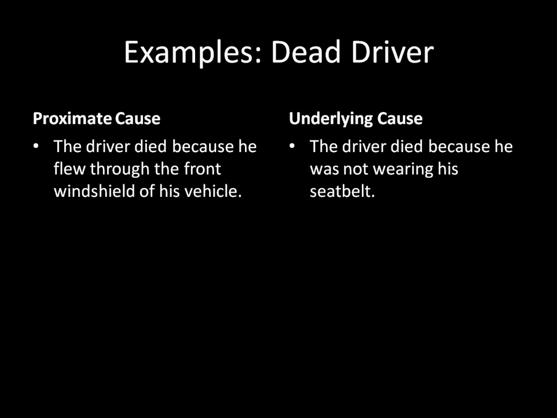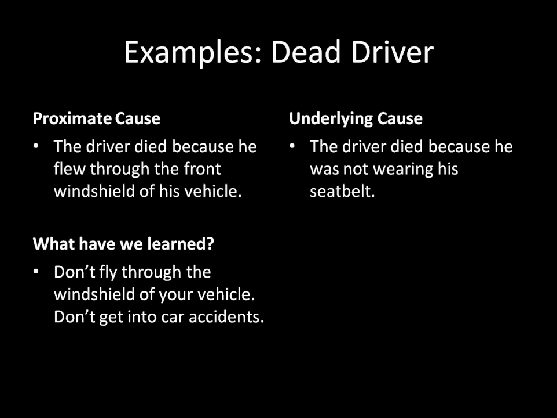But if we focus on proximate causes, well, what is that actually telling us? It's telling us don't fly through the windshield of your vehicle and don't get into car accidents. Well, obviously, no kidding, really? I mean, we know these things ahead of time. We know that one should not fly through one's windshield and one should not get into car accidents. Those types of things are sort of unavoidable. And we live our lives driving on the road because we know while there is some chance that we might go flying through a windshield, those odds are low and it's worth the risk to travel by car from point A to point B.